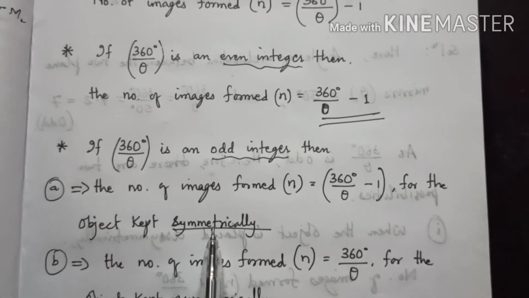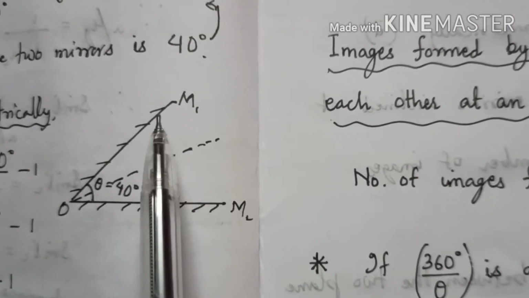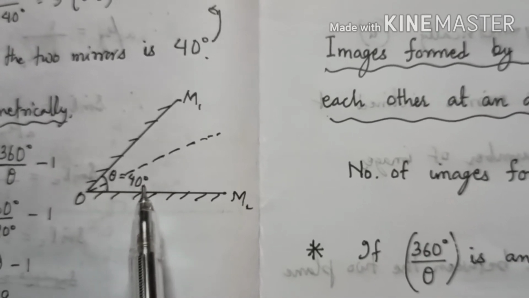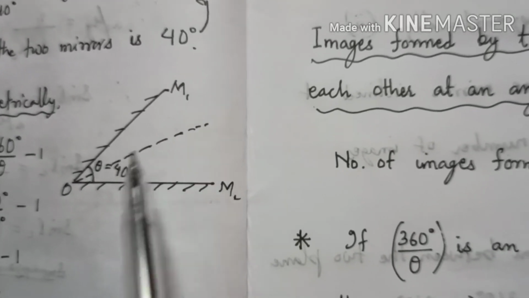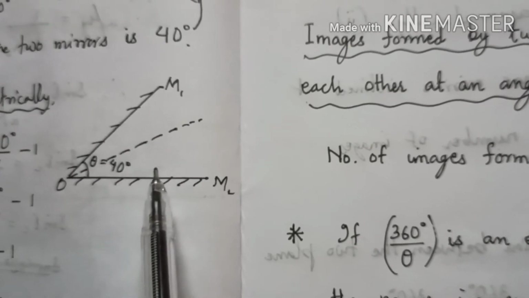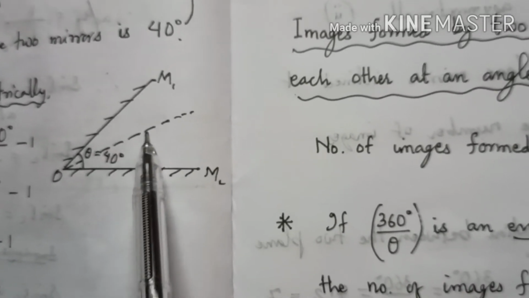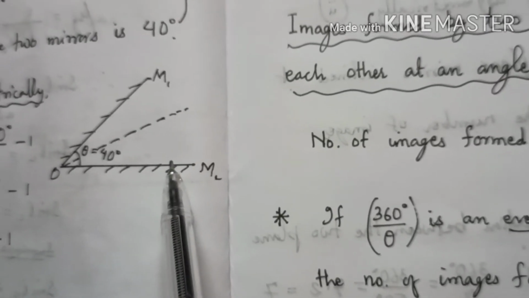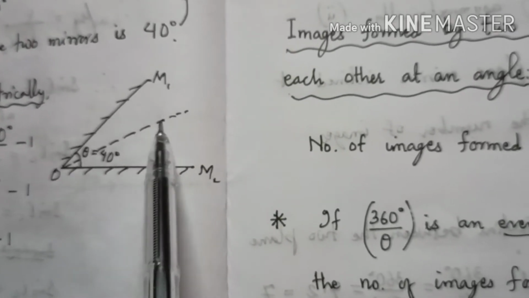Symmetrically means, like in this case, here you have two plane mirrors, and these two plane mirrors are inclined to each other at an angle of 40 degrees. That means theta is 40 degrees. This is the line of symmetry. This line of symmetry divides the two parts into identical parts. From here to here the distance is the same, from here to here also the distance is the same. So this bisector of this angle can be called the line of symmetry.